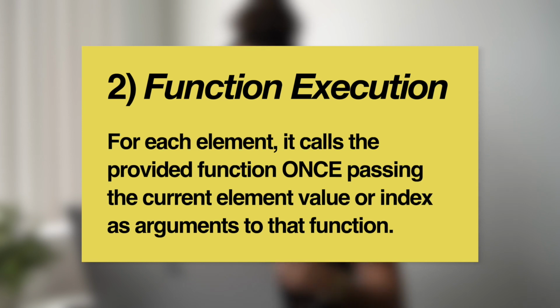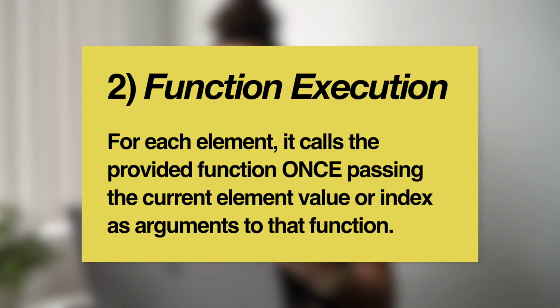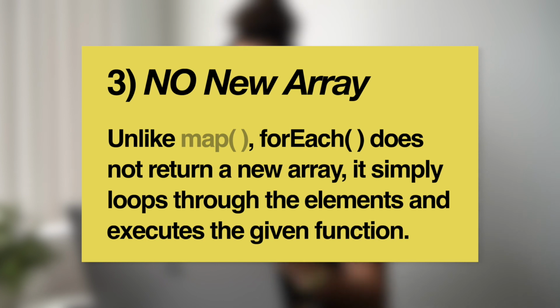2 is function execution. For each element, it calls the provided function once, passing the current element value or index as arguments to that function. 3 is no new array. Unlike some other array methods, say like map for example, forEach does not return a new array. It just loops through the elements and executes the given function for each of them.